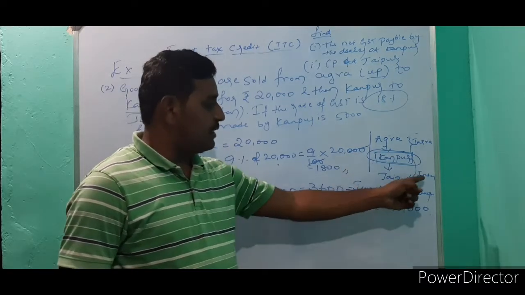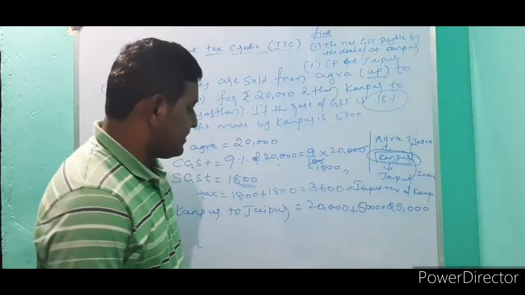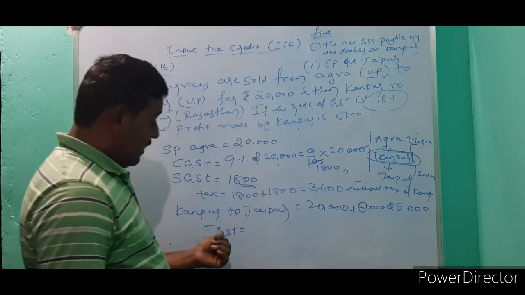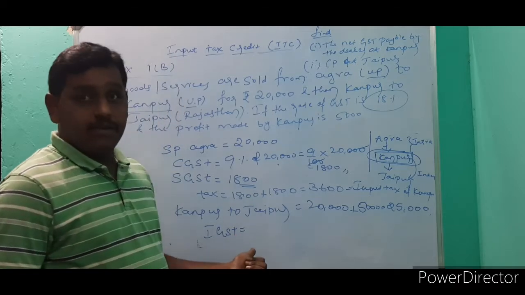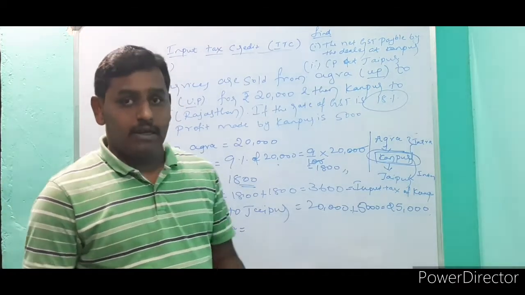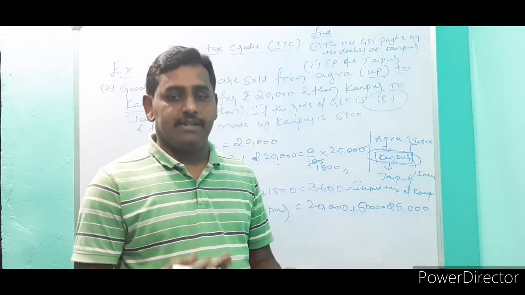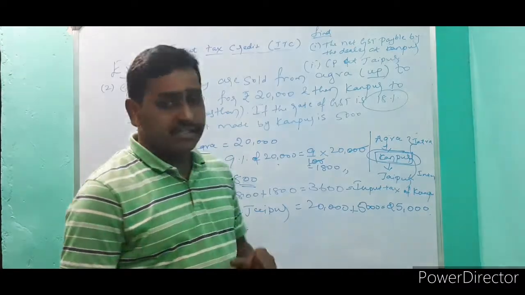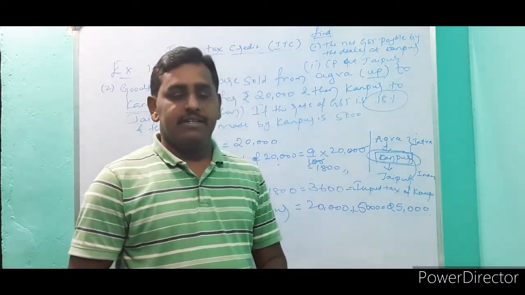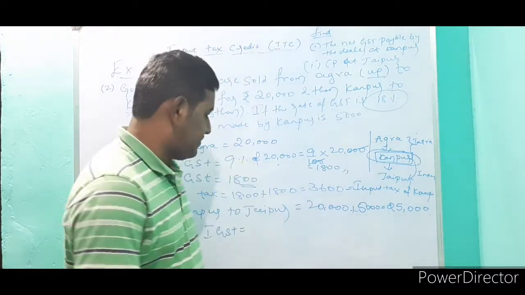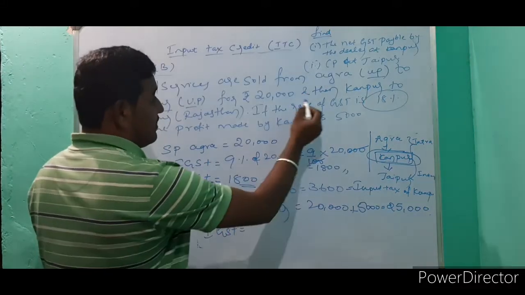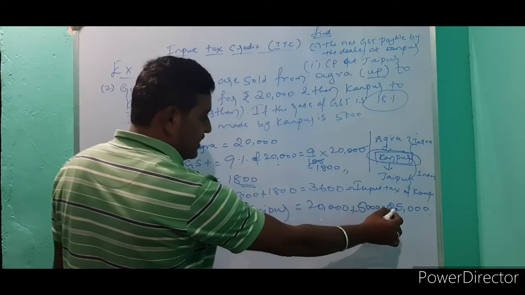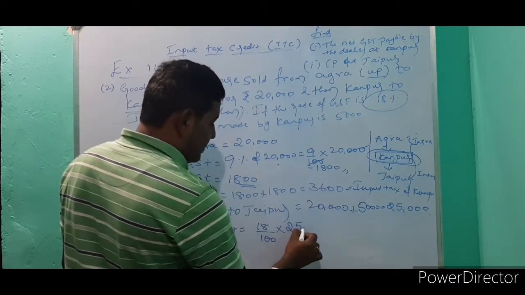Here Kanpur to Jaipur is interstate. Interstate means you only have to find IGST. One more time I am explaining: I am not sure whether they will give problems on interstate. If they are given, you find IGST. If they are not given, you can find CGST and SGST for intrastate. So here for IGST, the rate of tax is 18 divided by 100, and the selling price of Kanpur is 25,000.